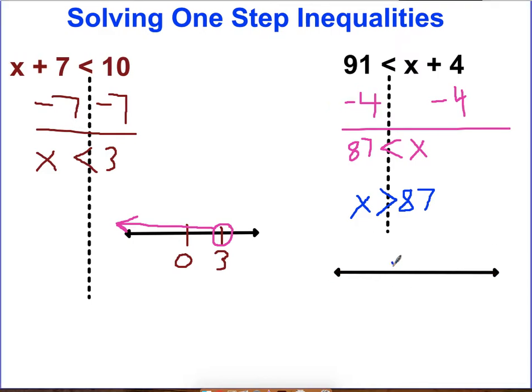87 would be greater than 0, so I'm going to show 0 here. Here's 87. And this says x is greater than 87. So I'll draw a circle around 87, go to the right, and it's an open circle because it says just greater than. Let's look at a couple more examples.